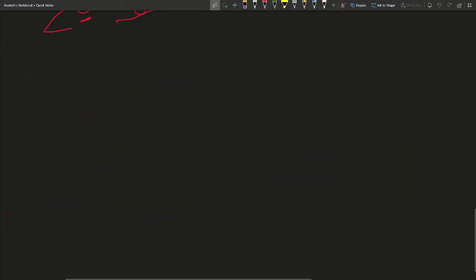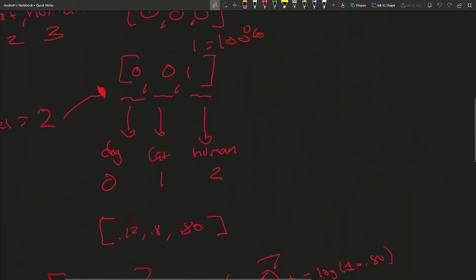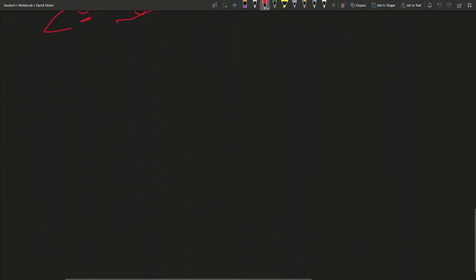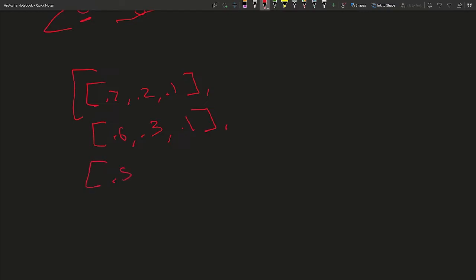All right. So how would we calculate this loss if we were given not just one batch of outputs, but multiple batches of outputs? Say our outputs were something like 0.7, 0.2, and 0.1. Then there were 0.6, 0.3, and 0.1. And then there were also 0.55, 0.40, and 0.05.